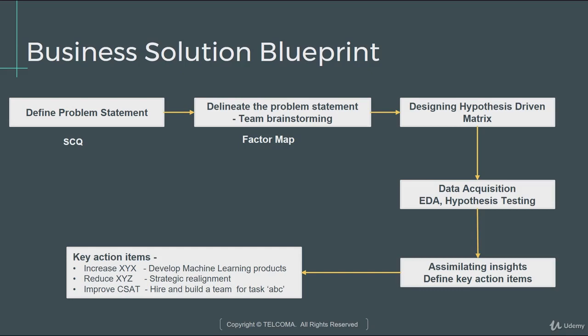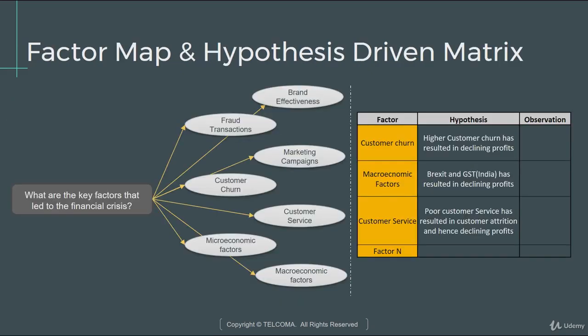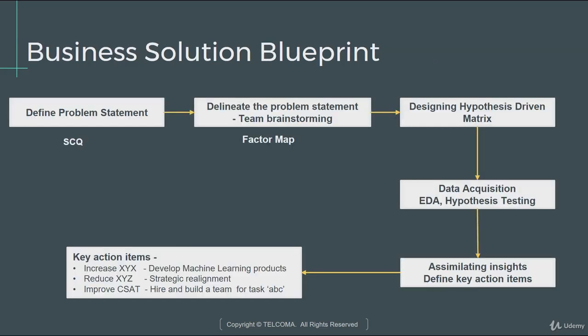We have looked into the different processes. We have studied the factor map as well as the hypothesis matrix. And we have finally reached the point where a machine learning use case germinates. So in the next step, now that we have defined the problem and reached a tangible outcome, let's look into a specific use case for a machine learning project.